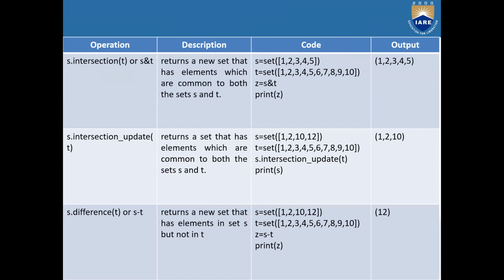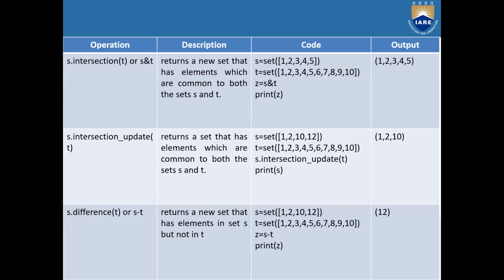Got it? In union, whenever you are performing union operation, it will update the set. It will not create new set. But here, when you are trying to use intersection, it will create a new set which consists of the elements which are common in both the sets.